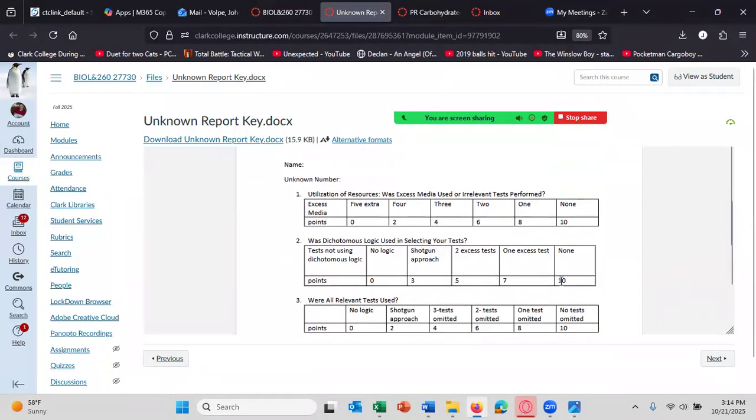So if you follow dichotomous logic and all the tests were good, then they have no excess tests, so you get 10 out of 10. One excess test, 7 out of 10. Two excess tests, you get 5 out of 10. Shotgun logic, 3 out of 10. And then no logic at all would be 0 out of 10. Very rarely have I gotten a student who had that.